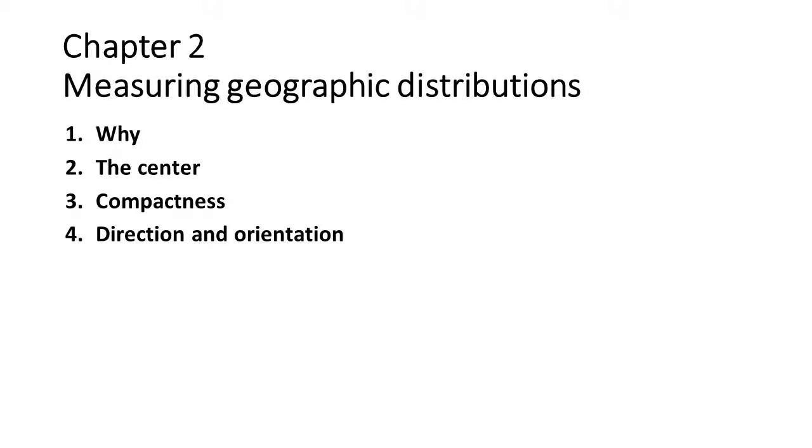So the first thing we're going to do is look at measuring geographic distributions. Okay, and we're going to talk about why we do it. We're going to talk about the concept of center and compactness, as well as direction and orientation and what they mean.